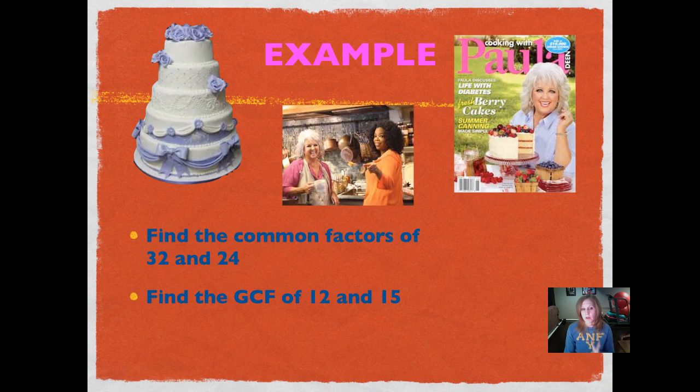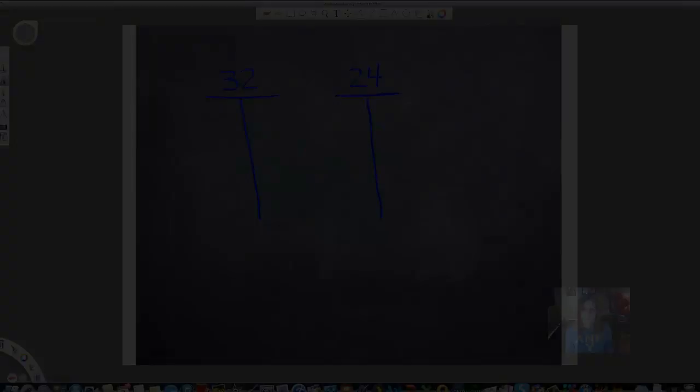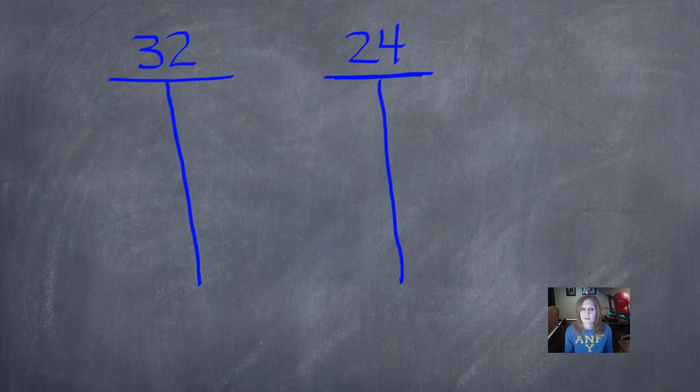Here's our example. We're going to do two things. We're going to review how to find those common factors just so you've got it. We're going to find the common factors of 32 and 24, and we're going to find the greatest common factor of 12 and 15. So we're finding the common factors of 32 and 24, so I went ahead and wrote them both on our screen over T-charts.